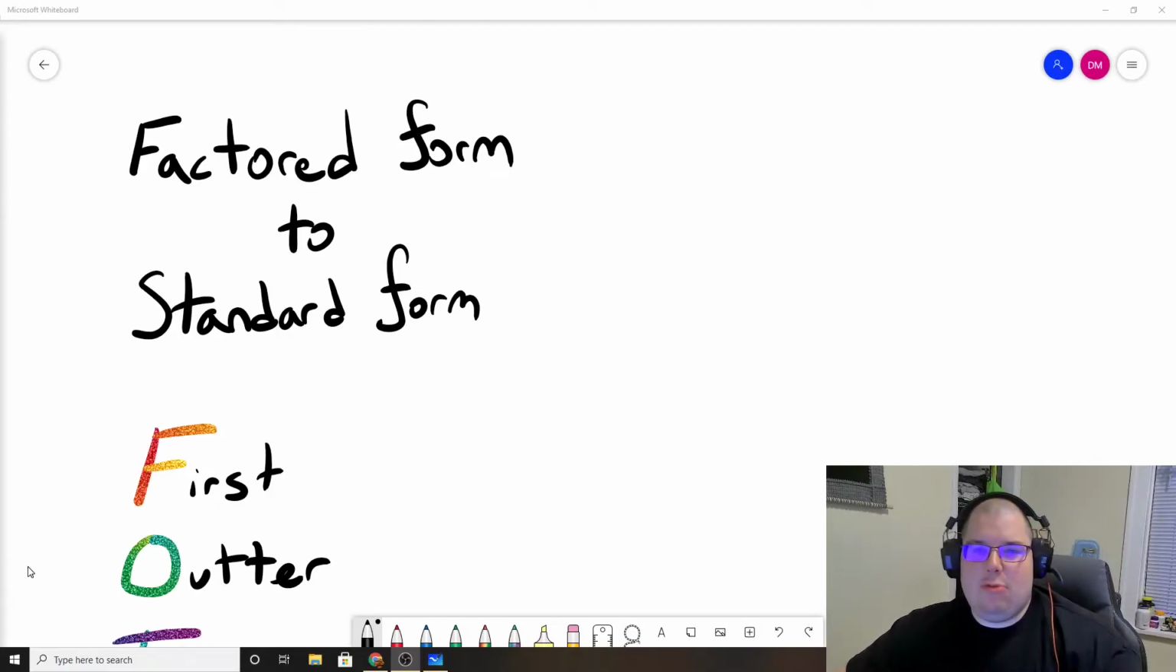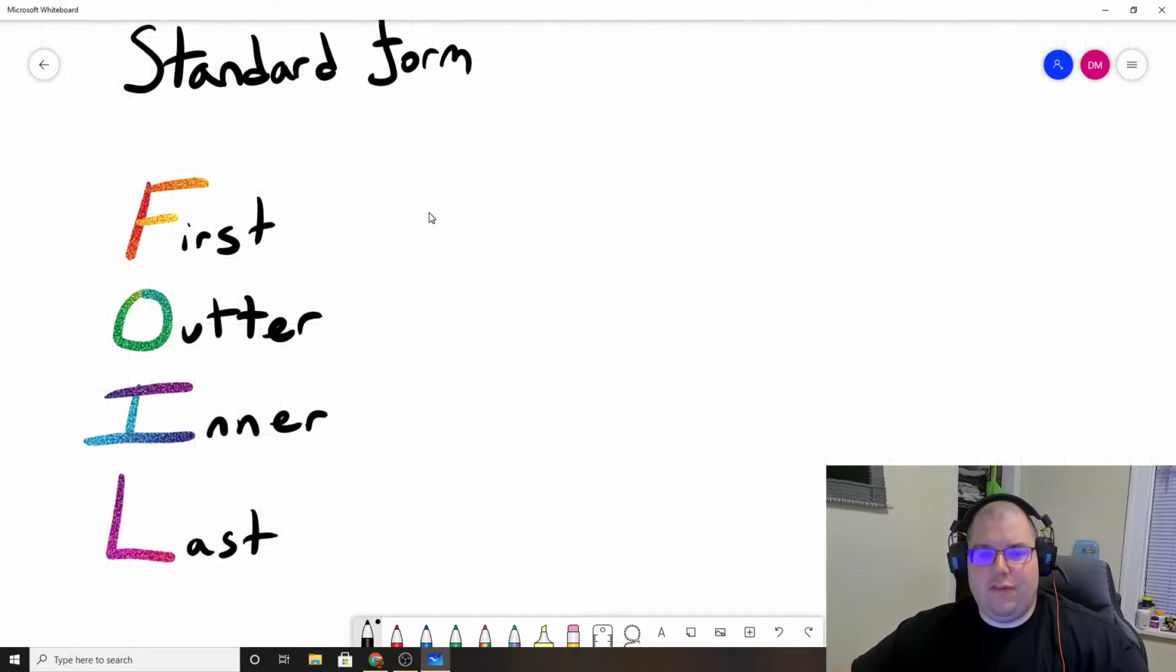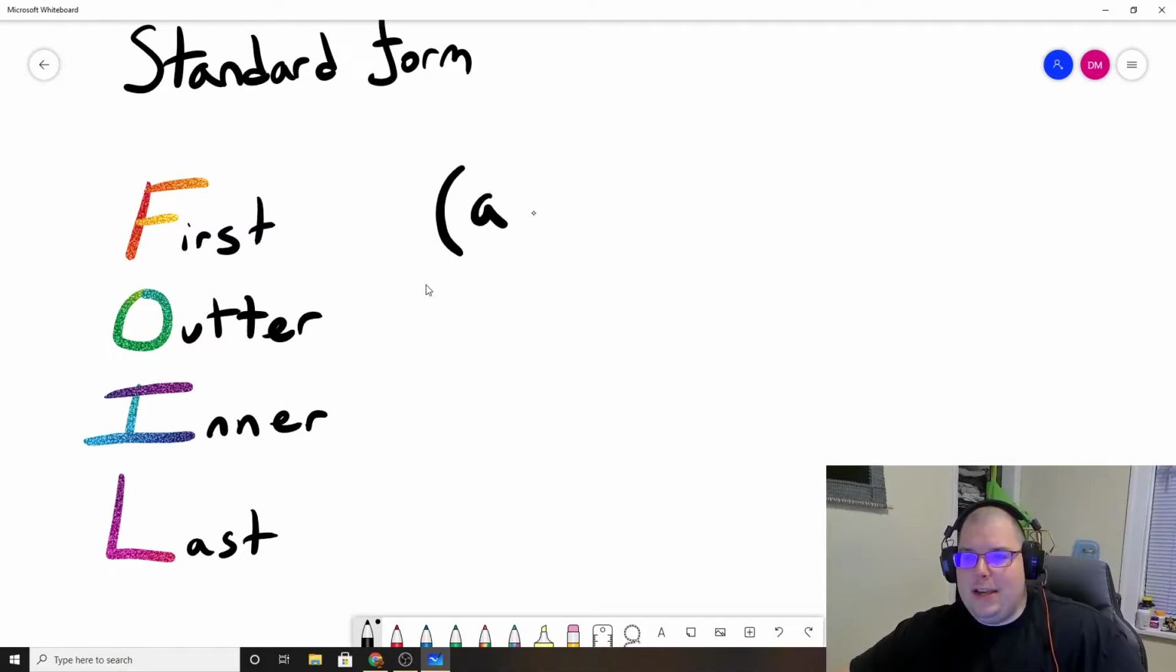Alright, today I want to talk about going from factored form to standard form, and one of the ways that we do this is using what's called FOIL. That is the acronym that stands for first, outer, inner, last. You might also know this by double distribution, and this is for when we're multiplying two binomials together.